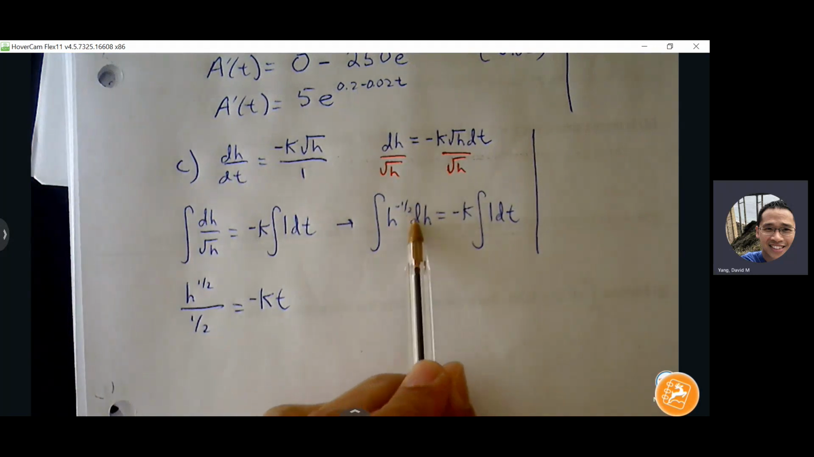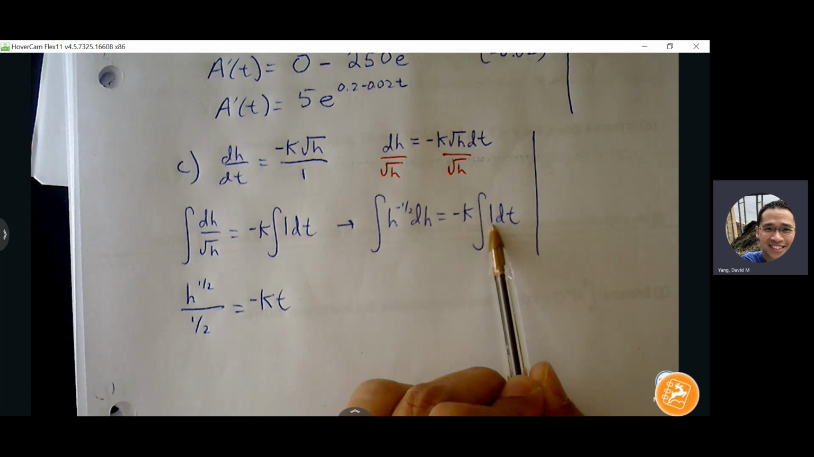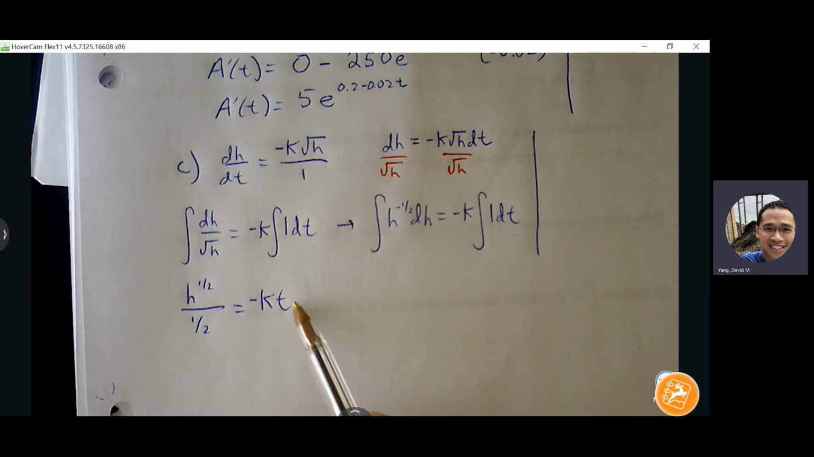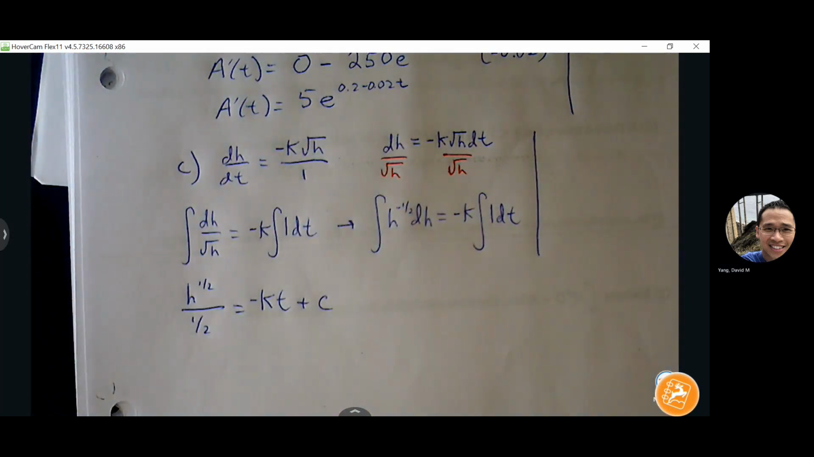So power rule, h to the negative 1/2 becomes h to the 1/2 over 1/2. Negative k stays, the 1 becomes t, but we don't want to forget what, plus c. Because anytime we take the antiderivative, there's always a plus c that shows up. Technically, it shows up on both the left side and the right side, but we just always put it together as one constant on the right side. All right, and also it's an indefinite integral. There's no bounds here, so there's always a plus c with indefinite integrals.